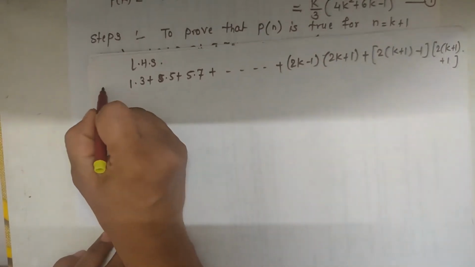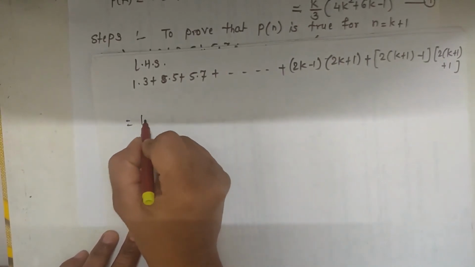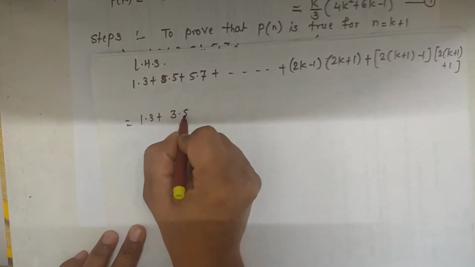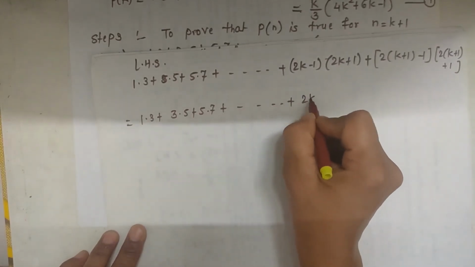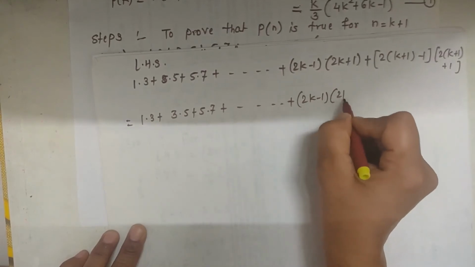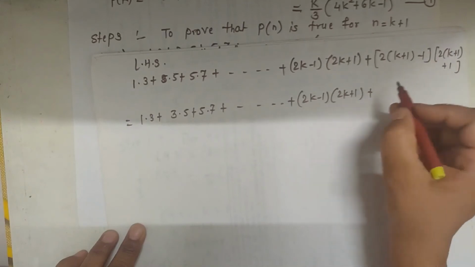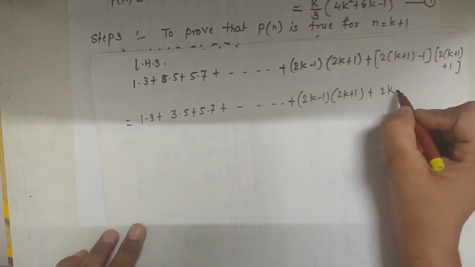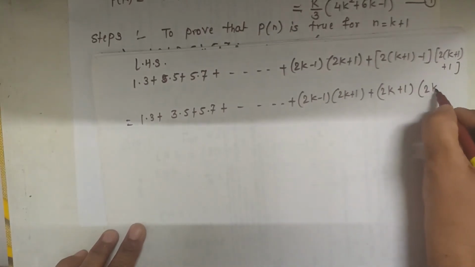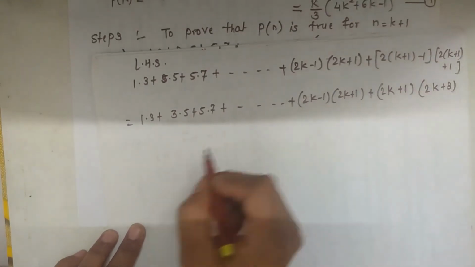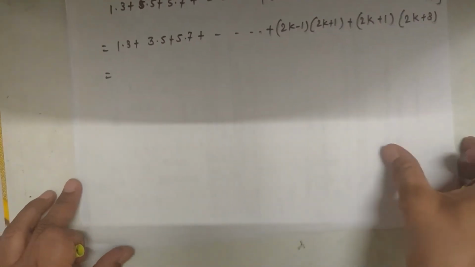Again write P of n, the LHS of P of k plus 1: 1 into 3 plus 3 into 5 plus 5 into 7 plus up to 2k minus 1 into 2k plus 1. Simplifying this bracket, 2k plus 2 minus 1, that is 2k plus 1, and this 2k plus 2 plus 1, that is 2k plus 3. This is the LHS of the statement n is equal to k plus 1.